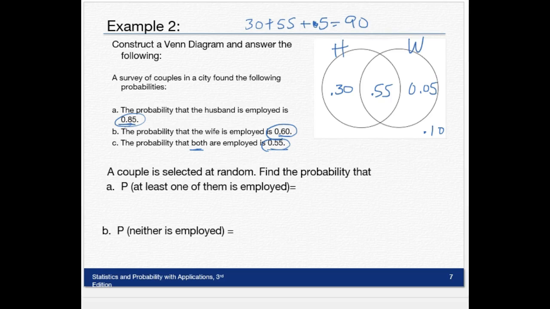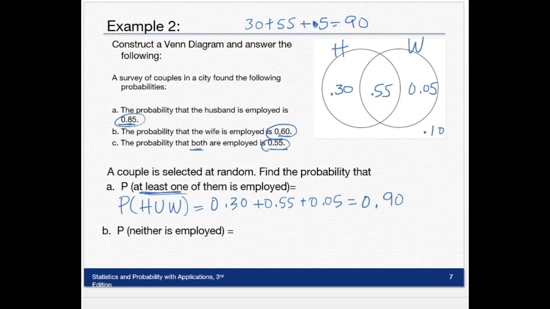All right? Now that I've done that, let's look at the question. Find the probability that at least one of them is employed. Okay, at least one means one or two, right? It means one or two. So it's the union of the two. This could also be asked like this, husbands or wives. Okay, so that's the union of all three pieces. And we know that that adds up to 0.90.